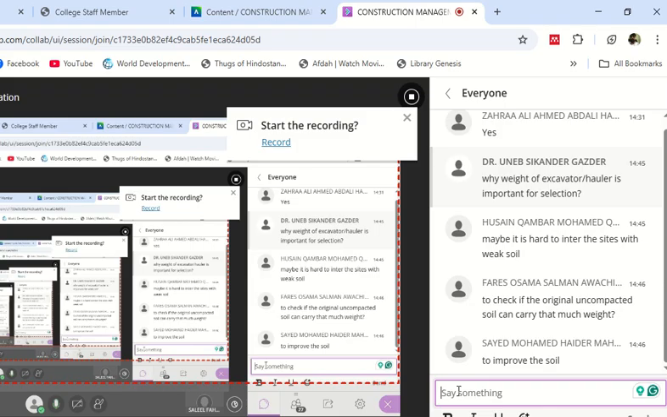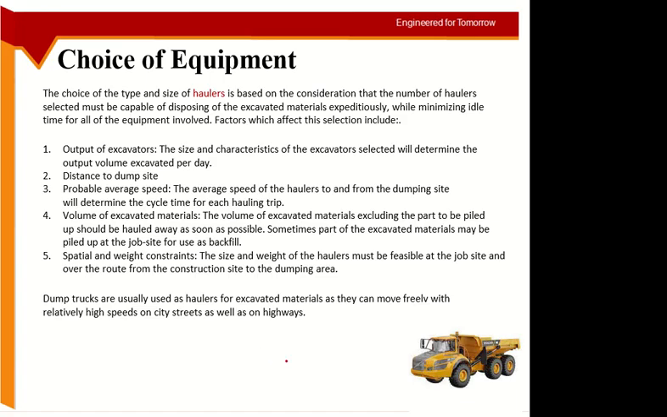Okay, so all of you have pretty much the same idea, which is correct. Yes. The site is still uncompacted. It is still being excavated. The hauler has its own weight, so it may cause settlement or it may cause a collapse. Okay, so you have the excavation done, something like this, and you have the hauler standing here. So if the weight is too much, the site may collapse. Okay, so your whole excavation may go down the drain. So that's why the weight is important.